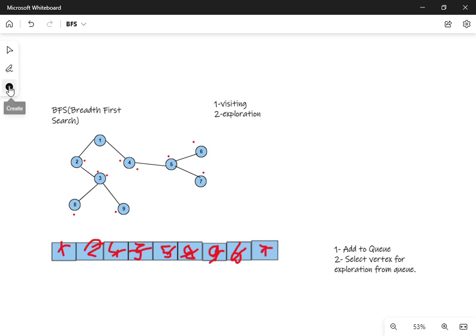Let me give you some examples. For this tree we can write almost 9 to 10 types of traversals, but let me tell you with two or three examples for this tree.